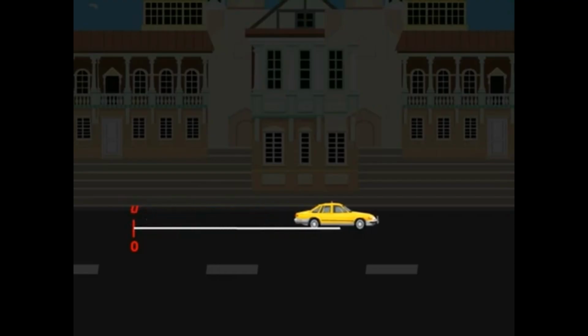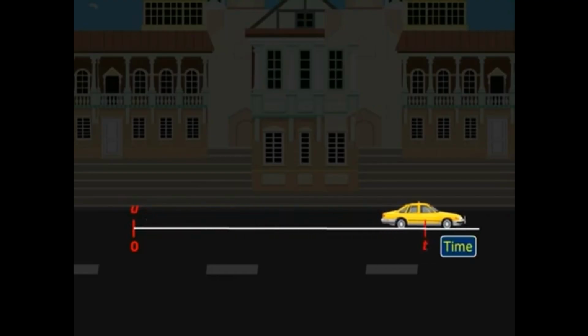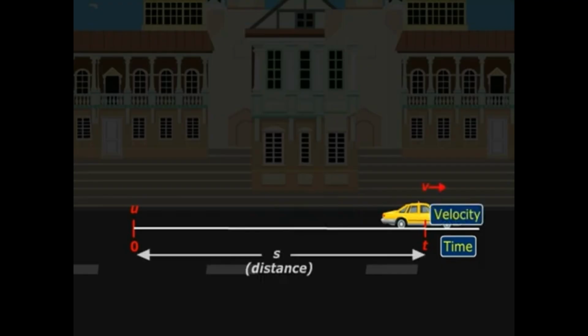You see this nice little car? Let's say it's moving with an initial velocity u and a constant acceleration a. It moves for time t. Let's pause for a moment and move beyond admiring the car. After time t, let's say it has reached a velocity of v and it has covered a distance of s.